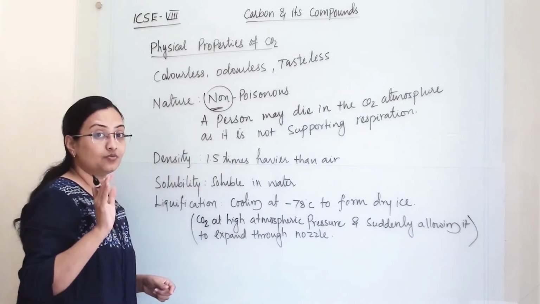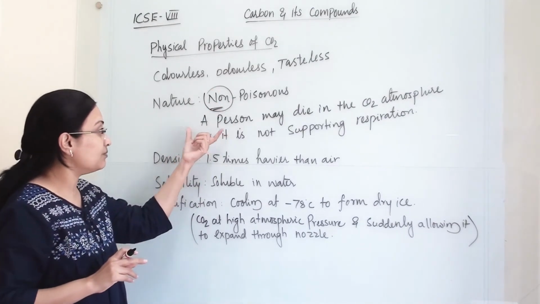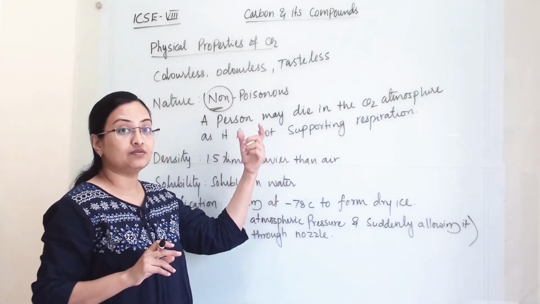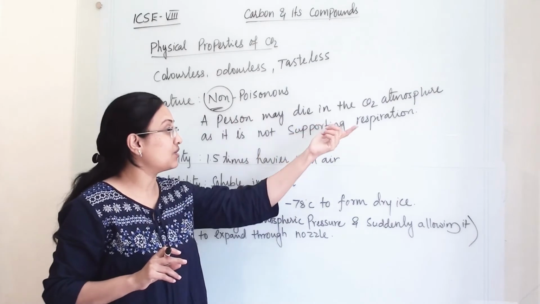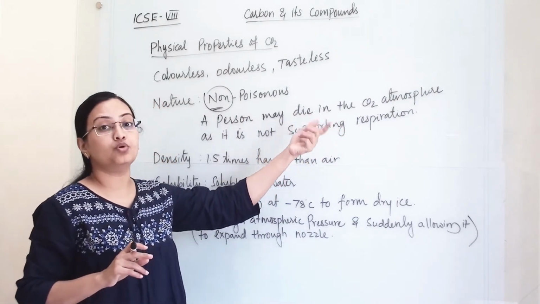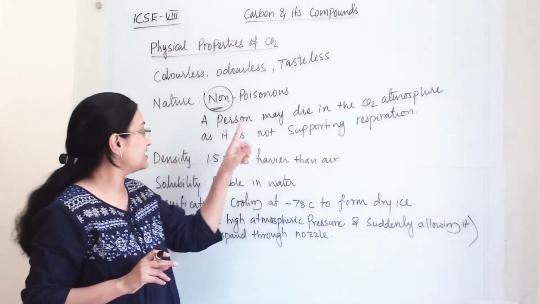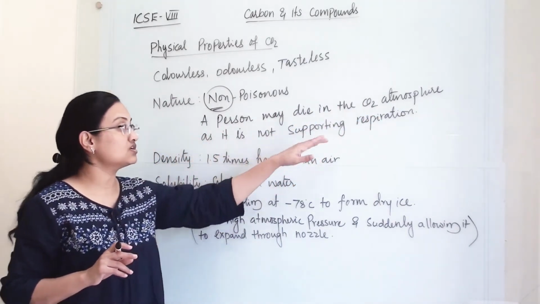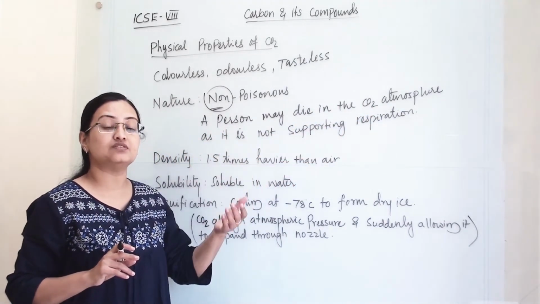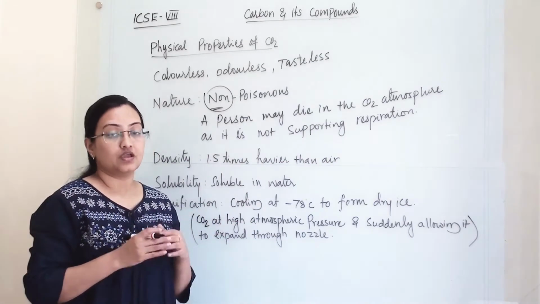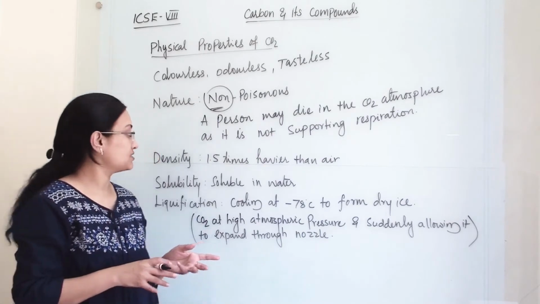It is not a poisonous gas, but when a person comes in contact with carbon dioxide, he or she may die because it won't support respiration. So a person may die in a carbon dioxide atmosphere as it is not supporting respiration, and the person will die because of the deficiency of oxygen and not because of the carbon dioxide.